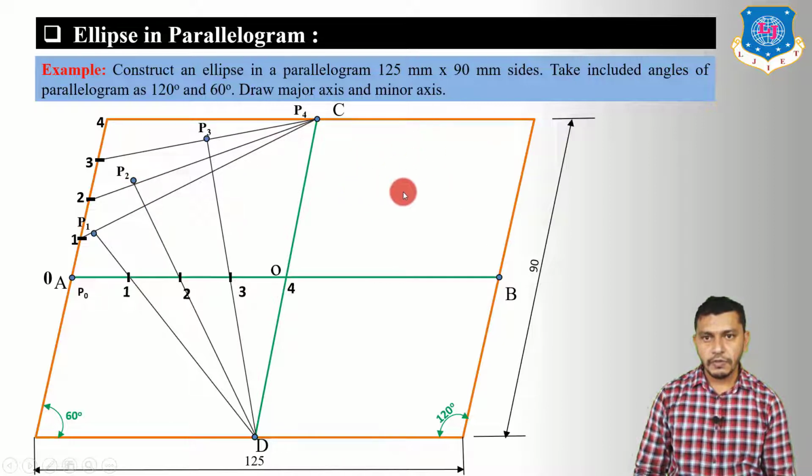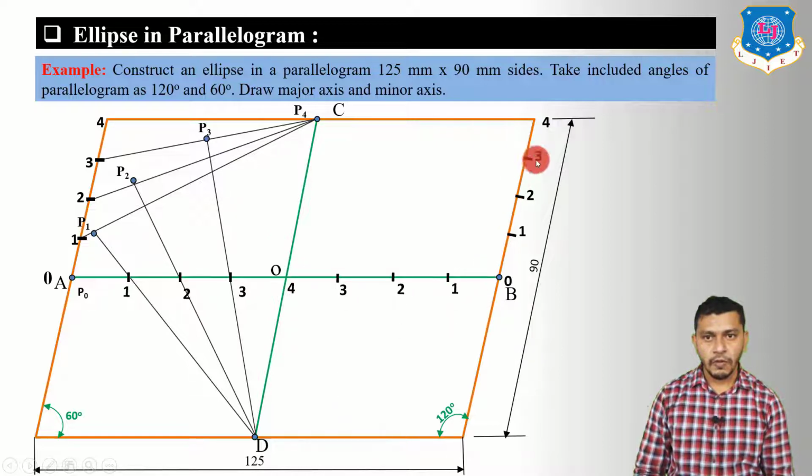So now what we have to do? We have to divide this length into 4 equal divisions. This is not a vertical length, this is an inclined length at an angle of 60 or 120 degree. So divide this length into 4 divisions, 0, 1, 2, 3, 4. And as we have divided this length into 4 equal divisions, we have to divide this B to O length into 4 equal divisions. So divide this line into 4 equal divisions also.